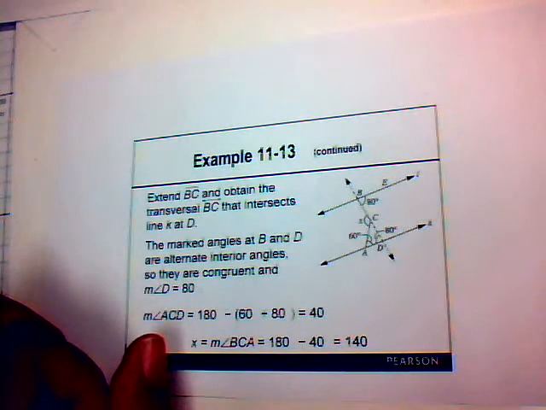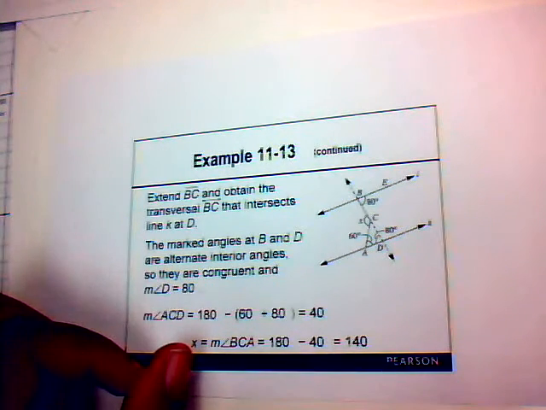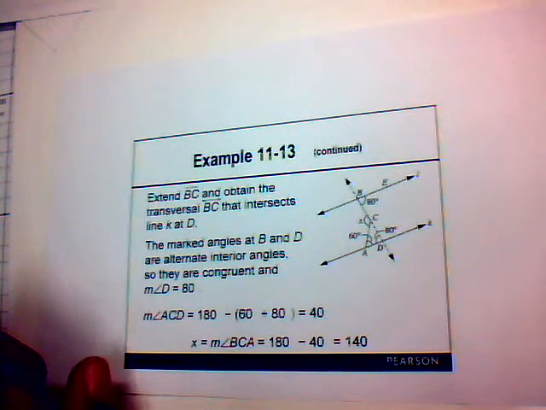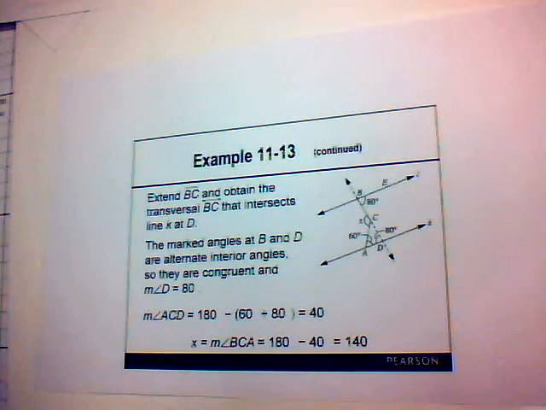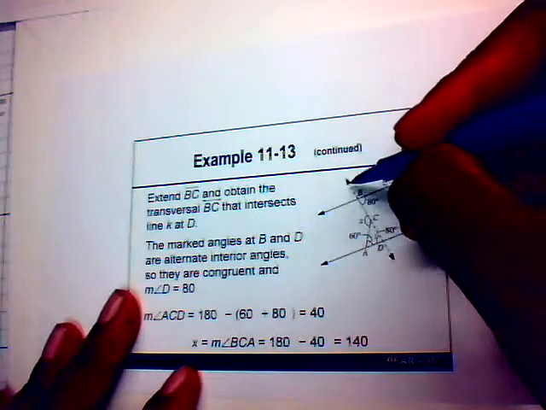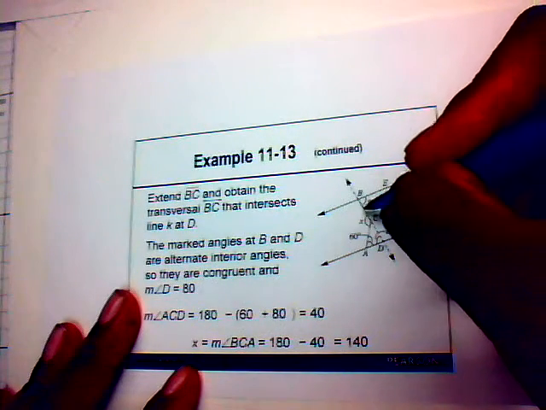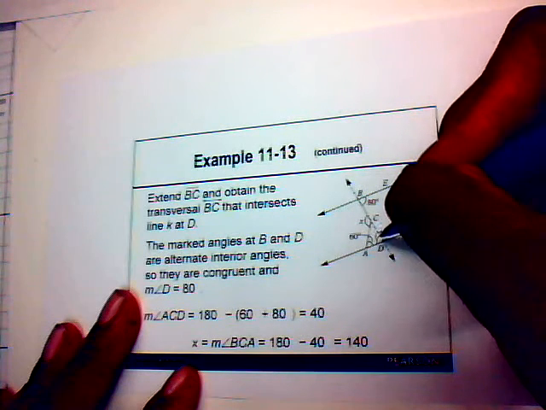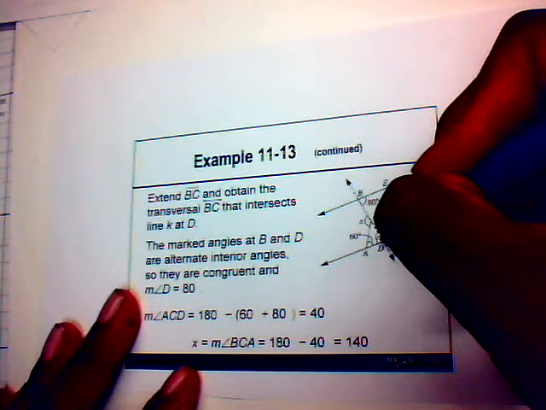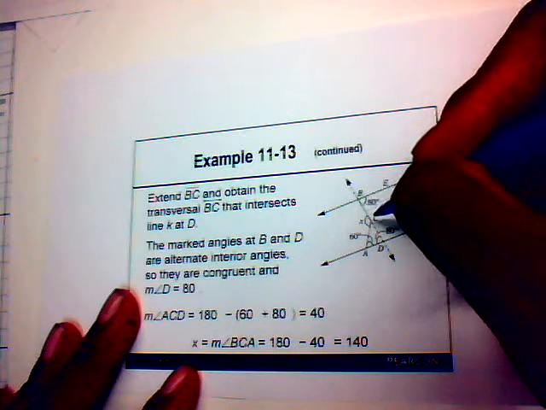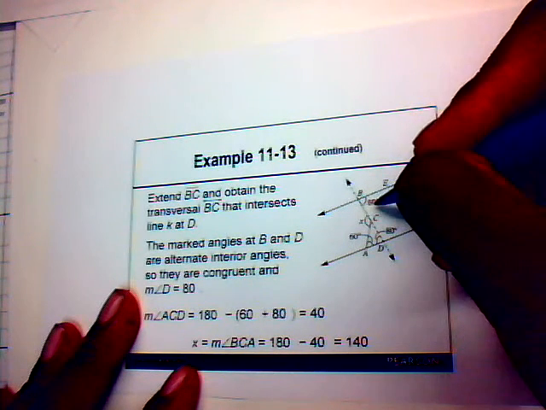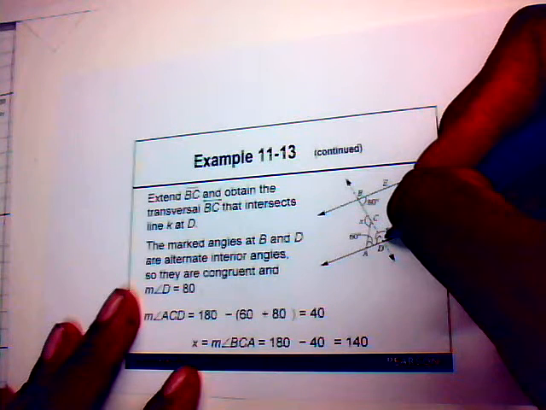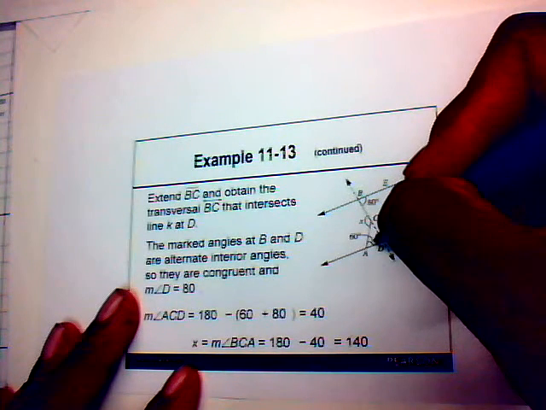The marked angles at B and D are alternate interior angles, so they are congruent, and that means that the measure of angle D is going to be equal to 80 degrees. Okay, and as you can see here, if you were to extend this, look at B and look at D. Those are alternate interior angles. We talked about alternate interior angles. Their measures are going to be equal. So if angle B is 80 degrees up here, then angle D must also be 80 degrees. And we know A is 60 degrees.